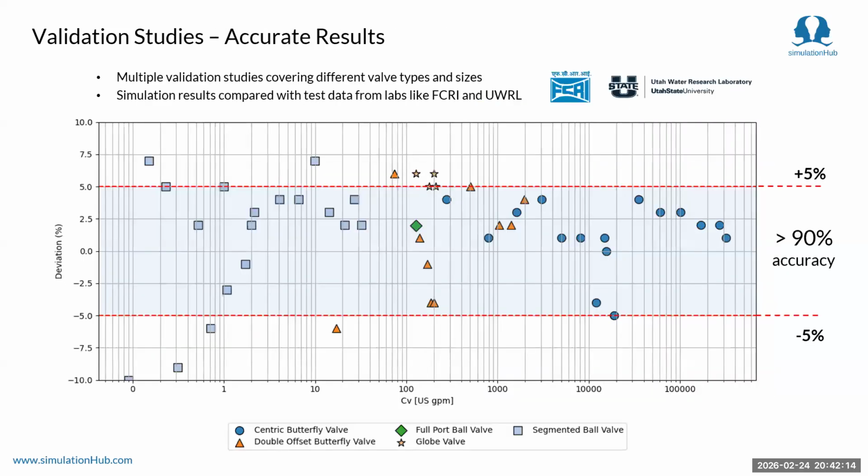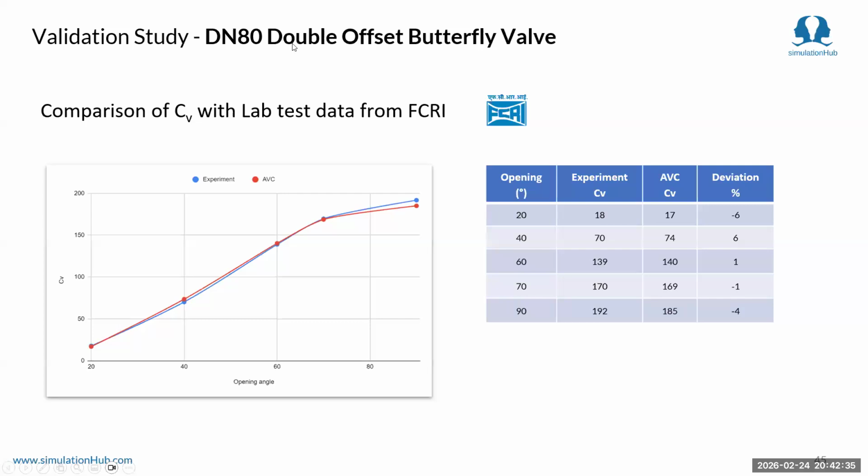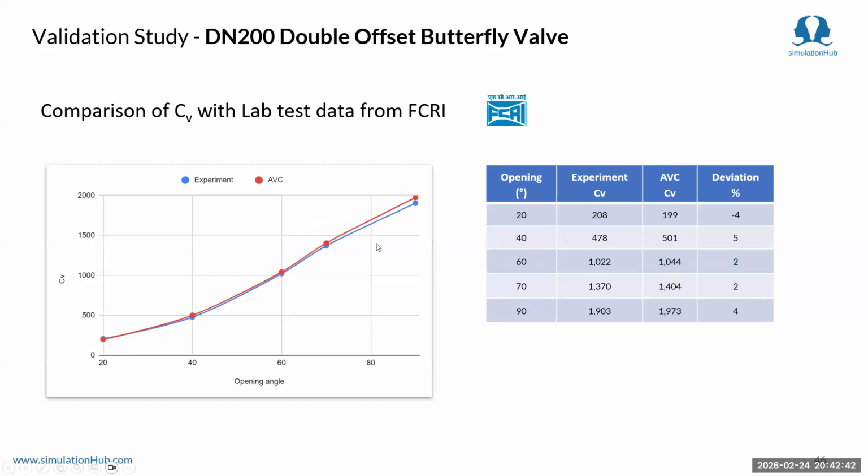I picked a few tests from this range of validation studies we have conducted. One is the DN45 centric butterfly valve. You can see the mapping. It's very closely following the experimental. So the percentage deviation is less than 5. And similarly for the DN80 double offset butterfly valve, it's in the range of -5 to +5. And this is another double offset butterfly valve, DN200. So again, in the same range.